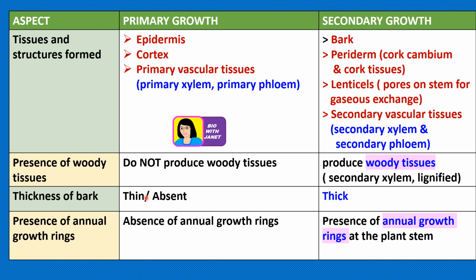Now, thickness of the bark. In primary growth, the bark is thin or is absent. And in secondary growth, the bark is thick. So most of the time, there's no bark, okay, formed in primary growth. Now, presence of annual rings. So in primary growth, there's the absence of annual growth rings. And in secondary growth, if we cut the cross-section of the stem of a tree, we can see concentric rings on the wood, and these are the annual growth rings, okay, in the plant stem.